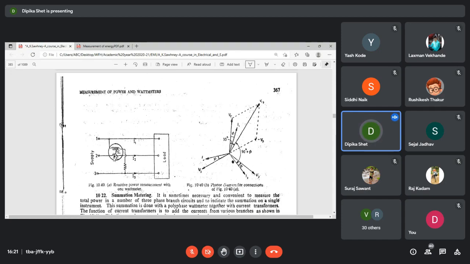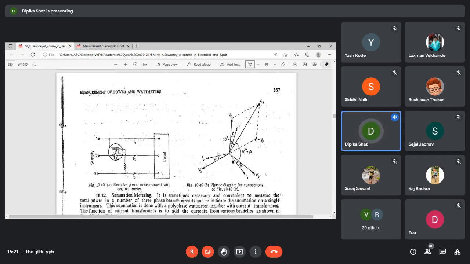Okay, see here how it will be connected. In this case the current coil is connected in series with any one of the lines, and the pressure coil is connected across the two remaining lines. Here the current coil is connected in series with the second line, so the first line and the third line remain, and our pressure coil is connected across line number 1 and line number 3.